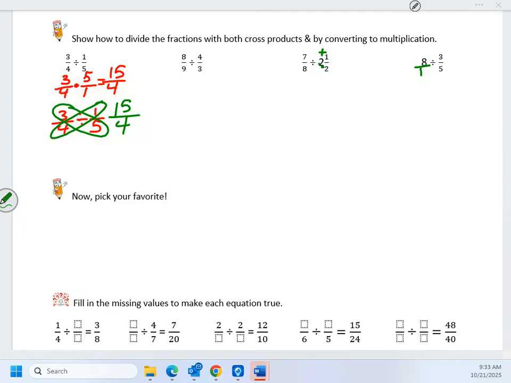Now, here's the fun part. Mr. Schultz says on the bottom, now pick your favorite, but he forgot to give us problems. Or did he? Okay, so I'm going to give you the problems to do. So you're going to write these fractions down.